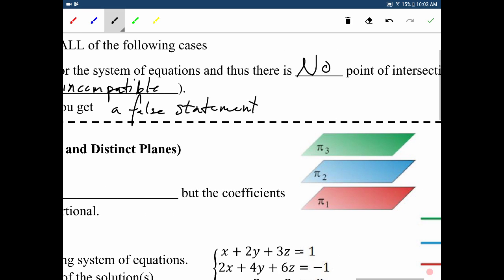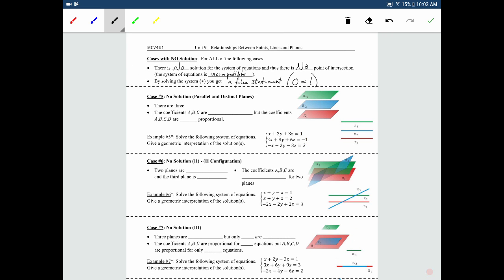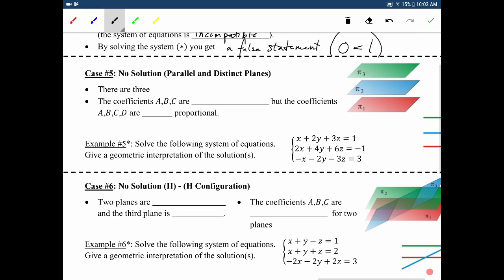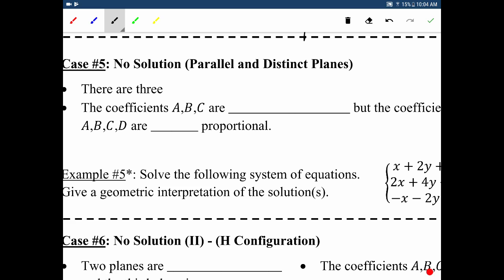Okay? And what I mean by that, we've seen this lots of times now, is something like 0 equals 1 or something like that. Something that's obviously not true. Okay? So let's see. So there are 3. The first one is there are 3 parallel and distinct planes.